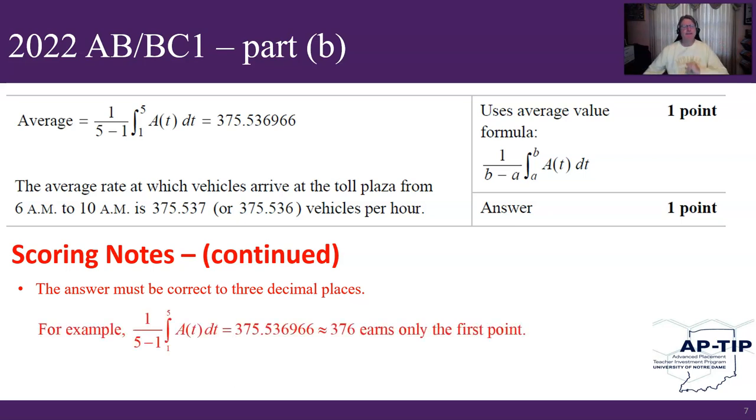Well, if a student were to resolve that integral and have that 375.536, but then all of a sudden they decided that they wanted to go ahead and round it, we're only going to award the first point. The answer point would be sacrificed.